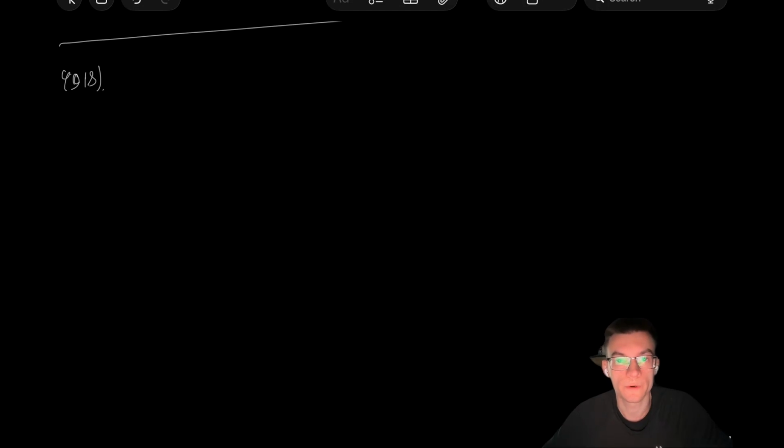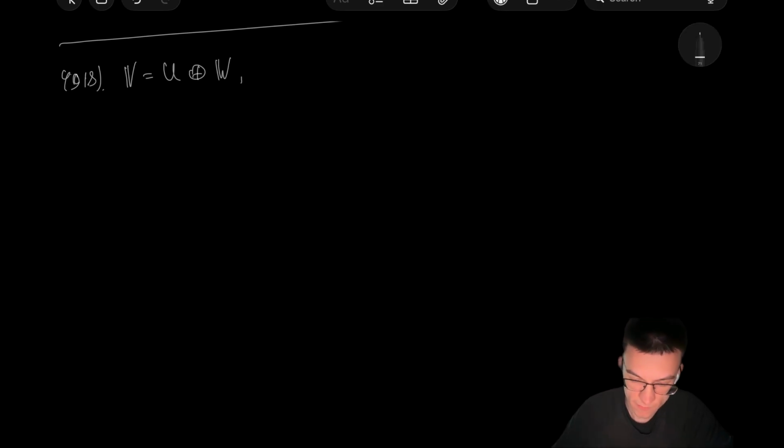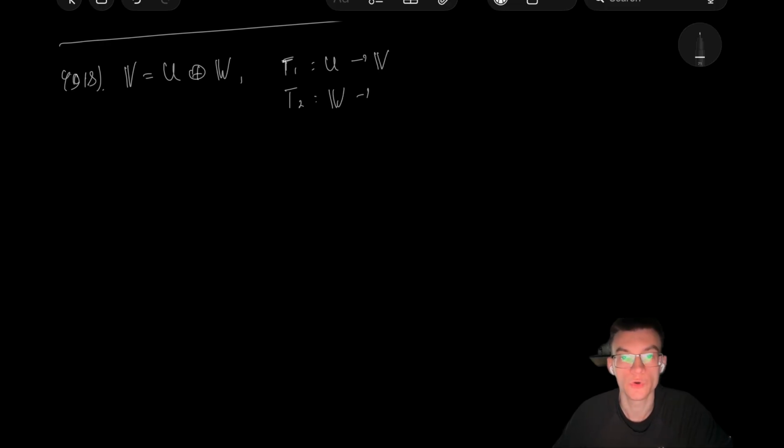All right, problem number 4918. In this problem, we're given the vector space V, which is a direct sum of space U and space W. We're also given two linear operators. The first operator T1 takes vectors from U and maps them into V. And linear operator T2 takes vectors from W and maps them into V.